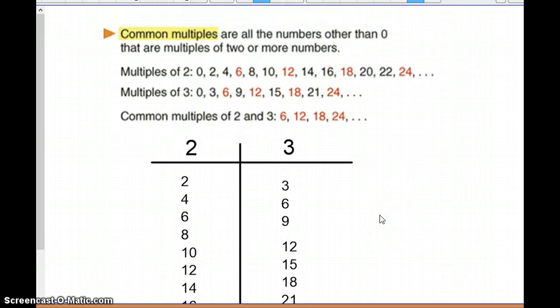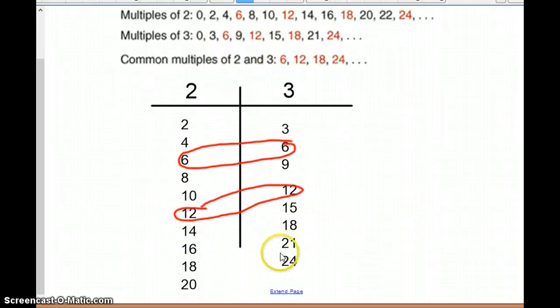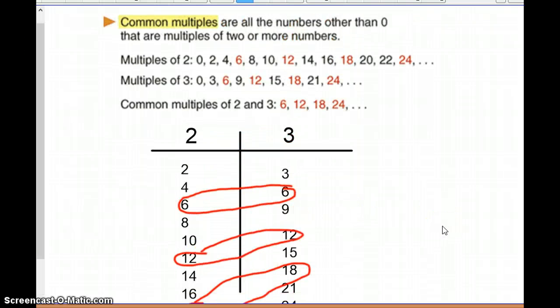So what we're doing now is we're looking for the common multiples, the ones that they both have, okay? So I can quickly see that 6 is a common multiple of 2 and 3. 12 is a common multiple of 2 and 3. And 18. There are many more common multiples of 2 and 3, but those are just the ones that I've listed for now.